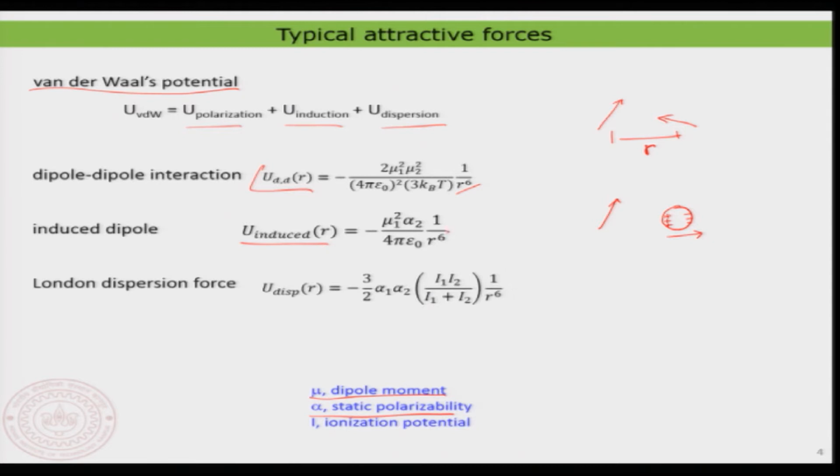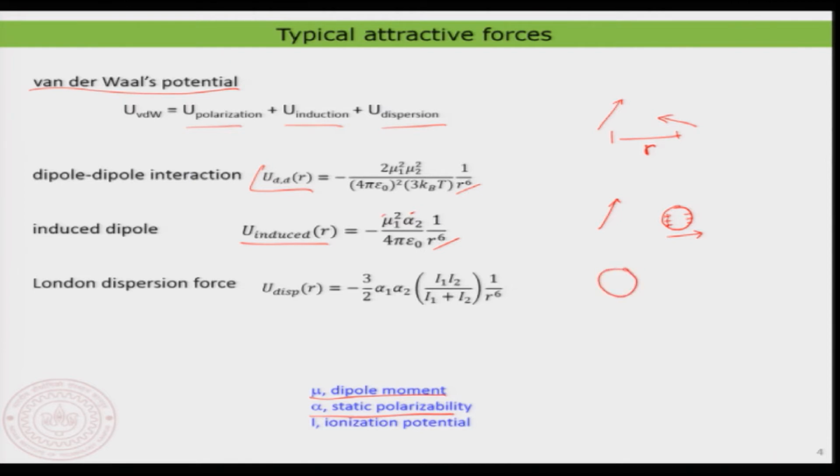Yeah, so that also has a 1 by r raised to 6 dependence, and you also see that the mu and the alpha are telling the dipole moment and the polarizability, and that is one type. And now you can also have two neutral molecules or two neutral atoms that are interacting.